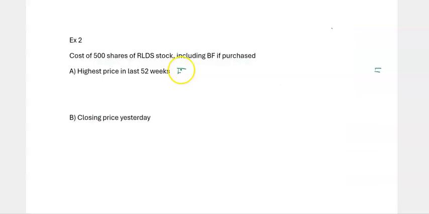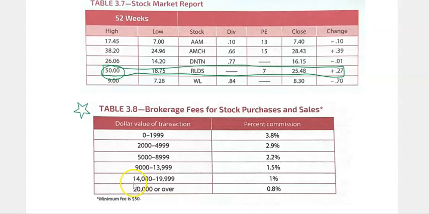Okay, so the first thing we're going to do is take our 500 shares and multiply it by $50 a share. When we multiply that out, we get $25,000. But we also have to pay a brokerage fee. So we're going to come back up here and look at table 3.8.